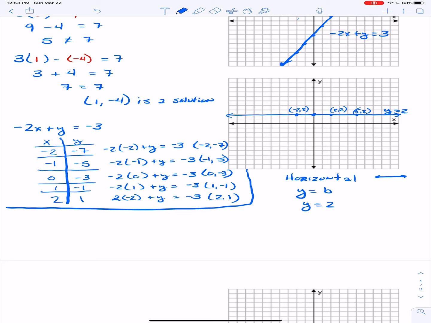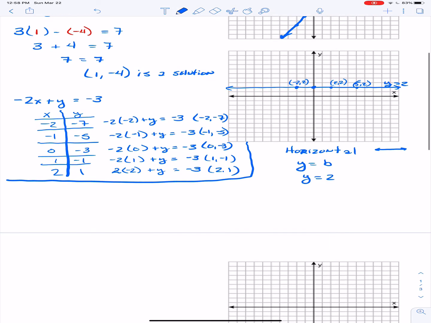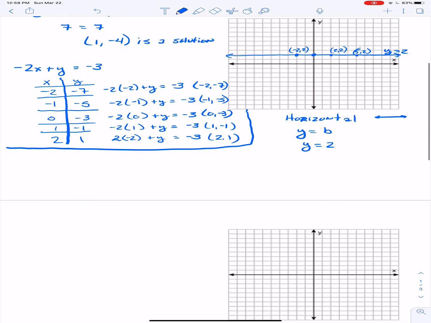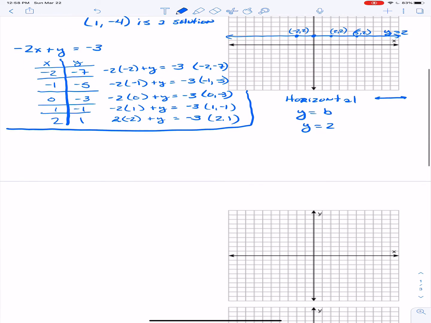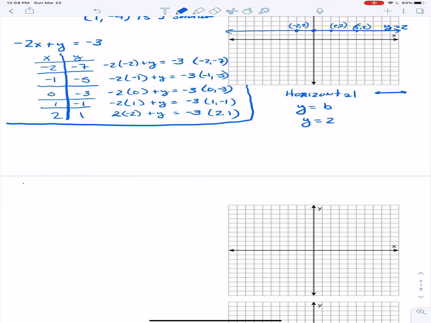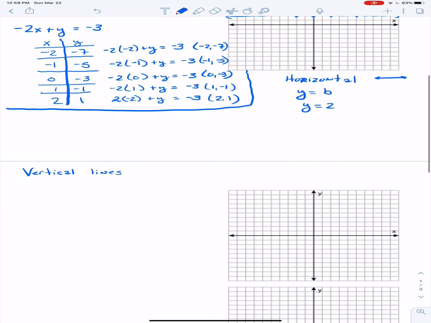And if you'll notice, everywhere I choose a point on this line, my y equals 2. Okay? The second type of special equation are vertical lines. So we're going to talk about vertical lines now. And these equations will always be in the form of x equals some number a. For example, we're going to graph x equals negative 1.